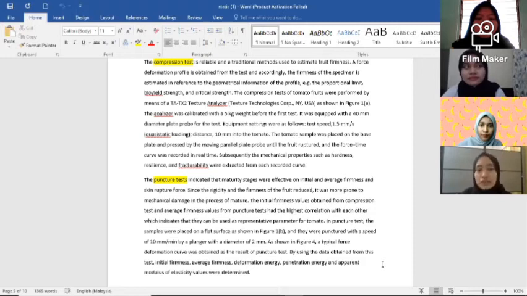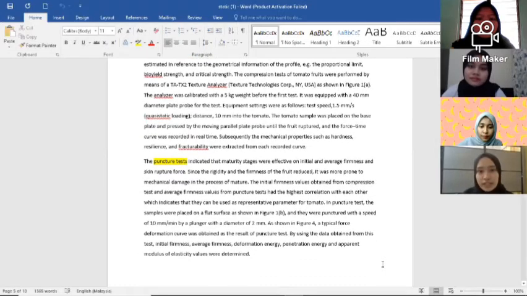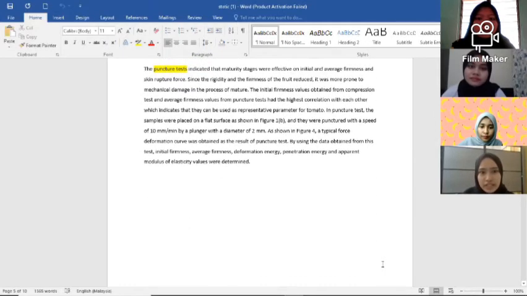So next, firmness also can be measured by using the puncture test. The puncture test indicated that maturity stages were effective on initial and average firmness, and skin rupture. Since the rigidity and the firmness of the fruit reduced, it was more prone to mechanical damage in the process of maturing. The initial firmness values obtained from compression tests and average firmness values from puncture tests had the highest correlation with each other, which indicates that they can be used as representative parameters for tomato.